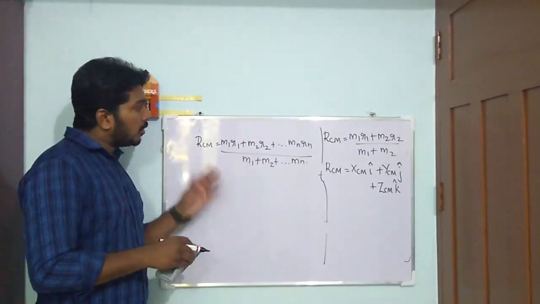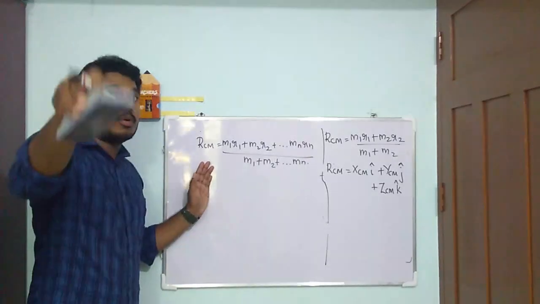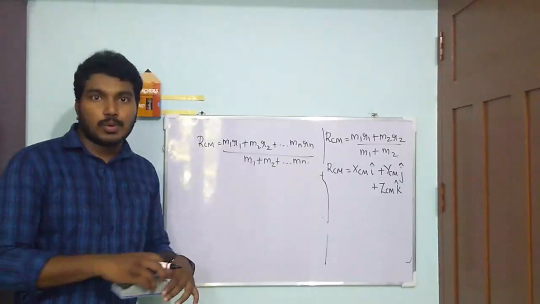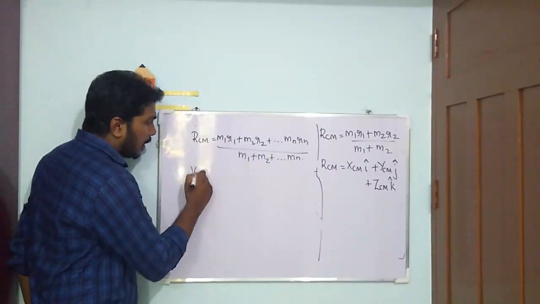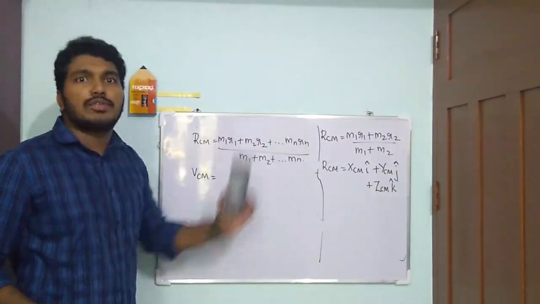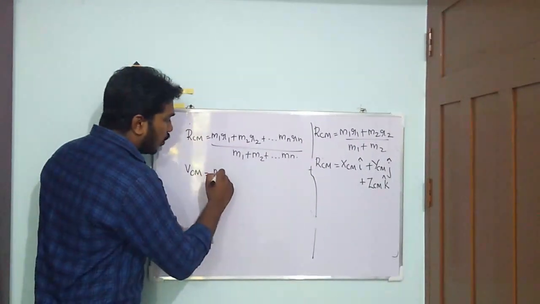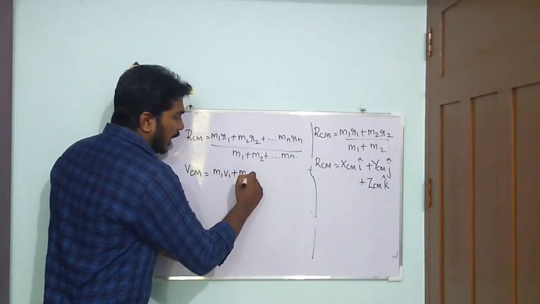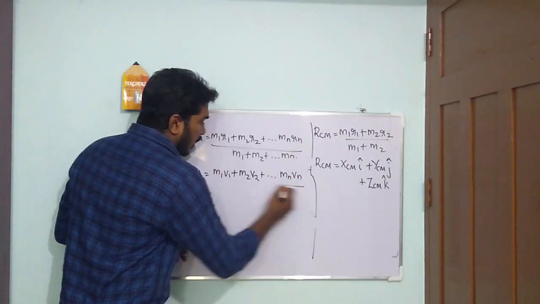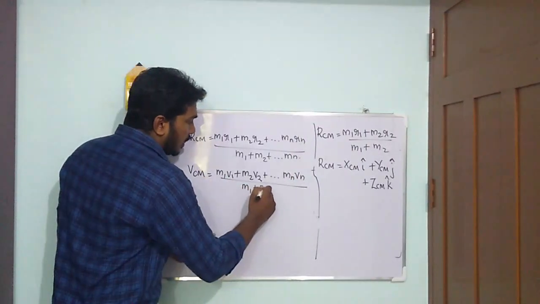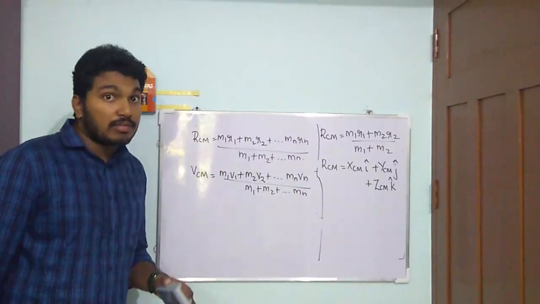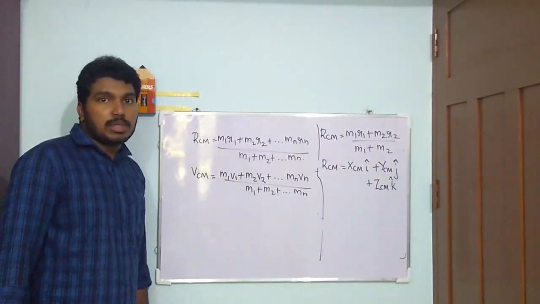Okay, so now you have the position here. Once you have the position, you can specify the velocity also. How do you specify the velocity? Vcm is equal to, just imagine that you are taking the derivative of this. What do you get? m1 v1 plus m2 v2 plus etc. till mn vn divided by m1 plus m2 plus etc. till mn. So we have the velocity of the center of mass.